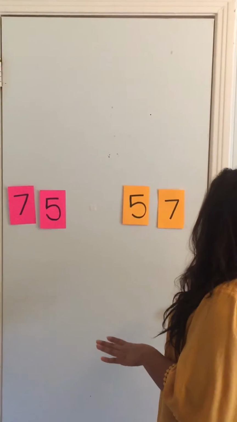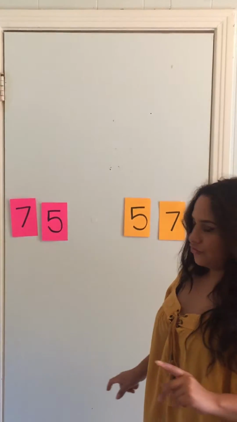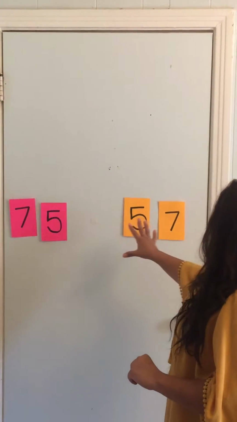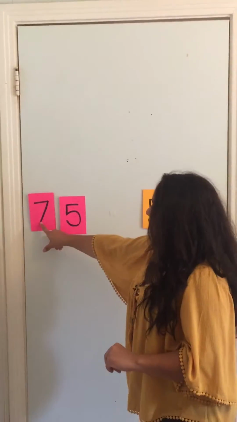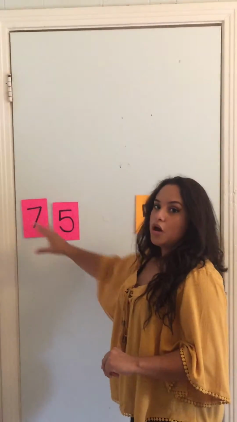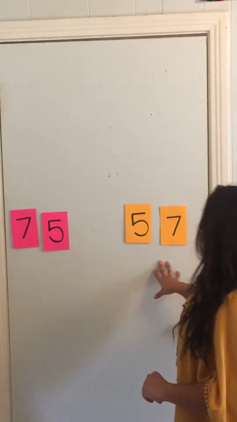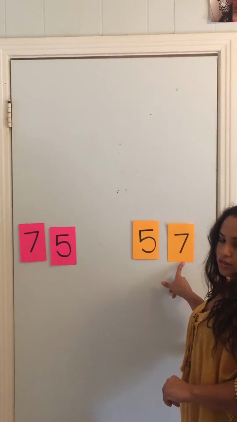So in this case, we have the same numbers, yet at the same time different. So the pink team would take the point since the 7, or the greater number of the 2, is in the 10s spot rather than the 1s spot. Whereas over here, the 5 is in the 10s rather than in the 1s.